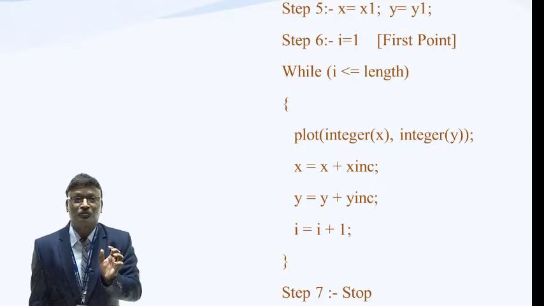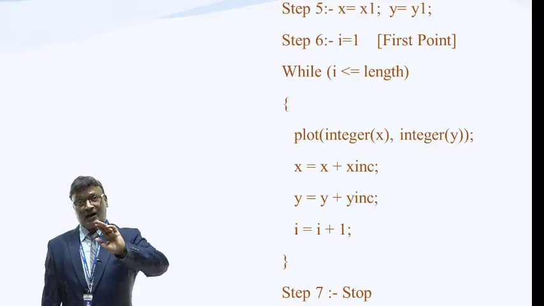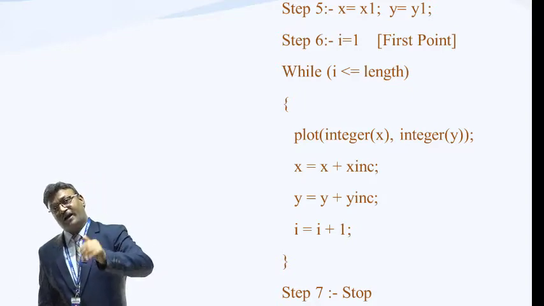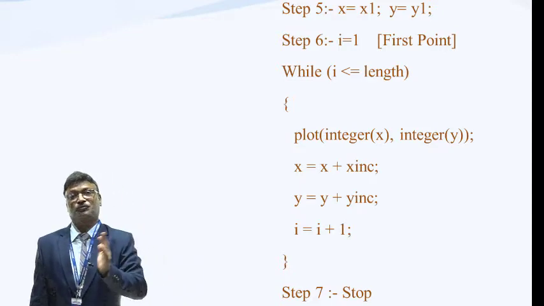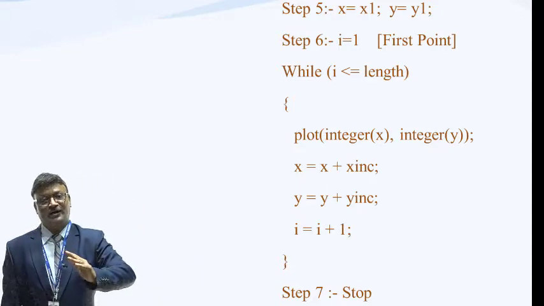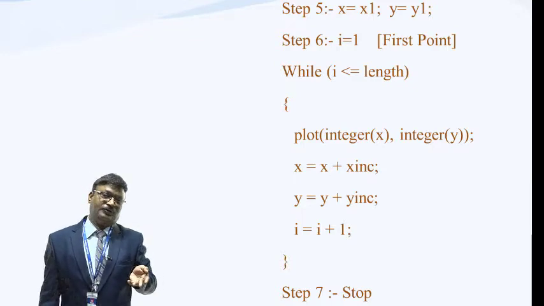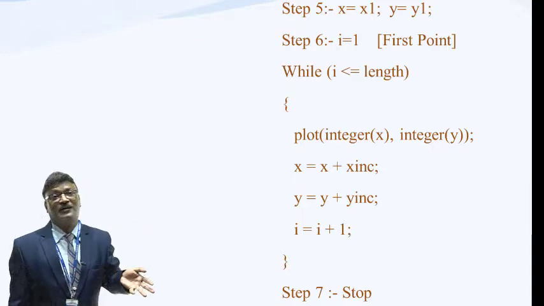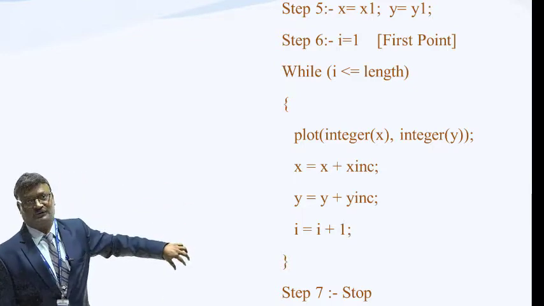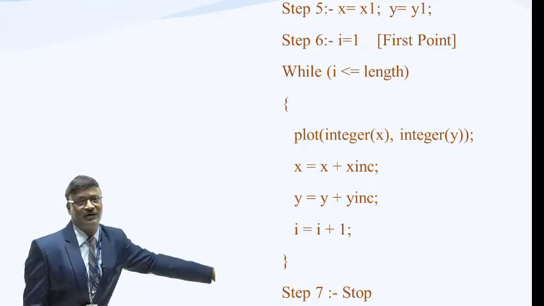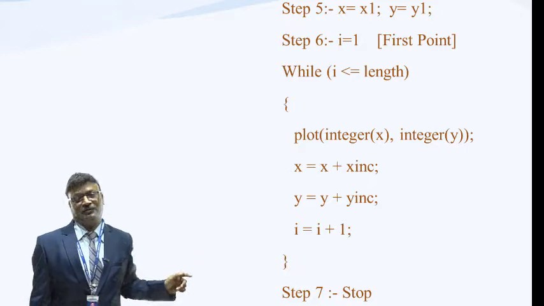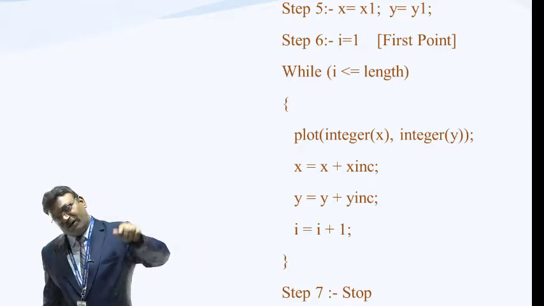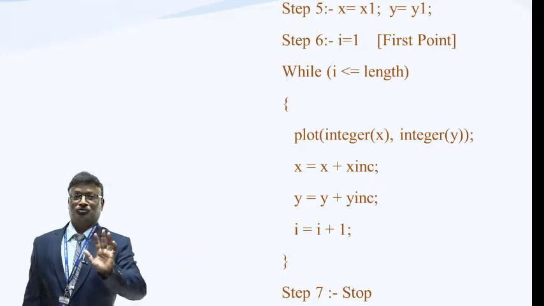Here you have to plot the integer x and y, and once you plot it, then add the values: x equals x plus x increment, y equals y plus y increment, and then increase I equals I plus 1, which is for your next point. This is the way you reach from your initial point P1 to the P2 point. Once you have completed this loop up to the length, then you stop.